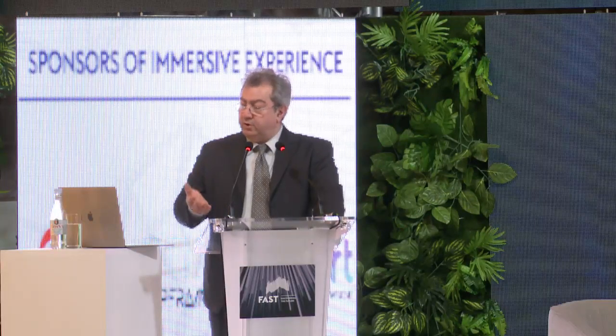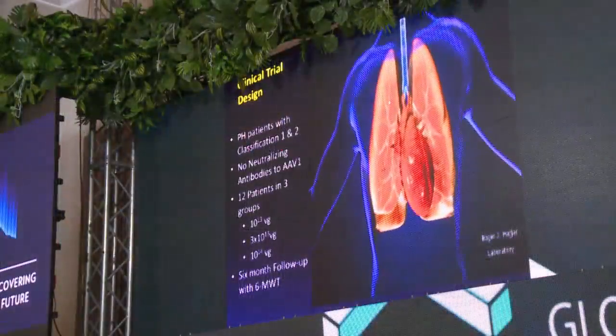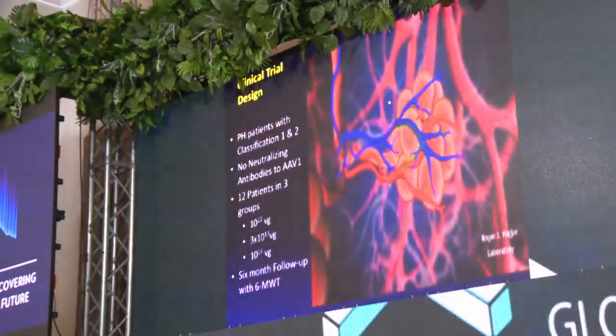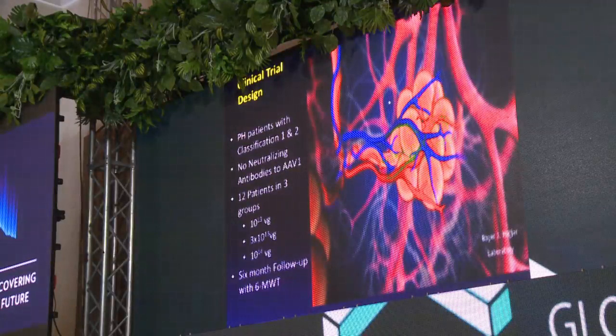And this is a clinical trial that the FDA is looking at right now in terms of class 1 and class 2 pulmonary hypertension with intratracheal delivery of AAV1 SERCA in patients with pulmonary hypertension. And we hope to start this trial sometime later next year, sometime in Q4 of 2019.